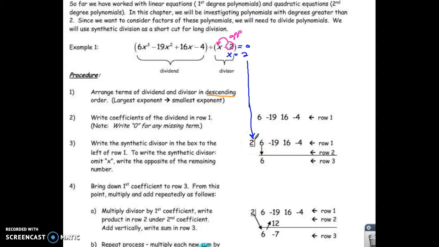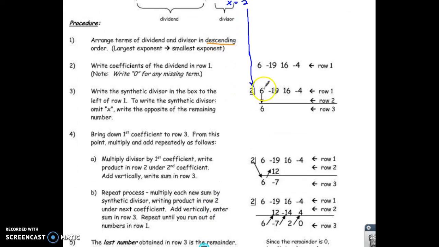All right, well, when you synthetically divide, let me just move this screen down a bit. This first number, I don't care what it is, it always gets brought down. Now we have a series of multiply and then add. 6 times 2 is 12. We add, we get -7. So we multiply and then put our answer here and add straight down.